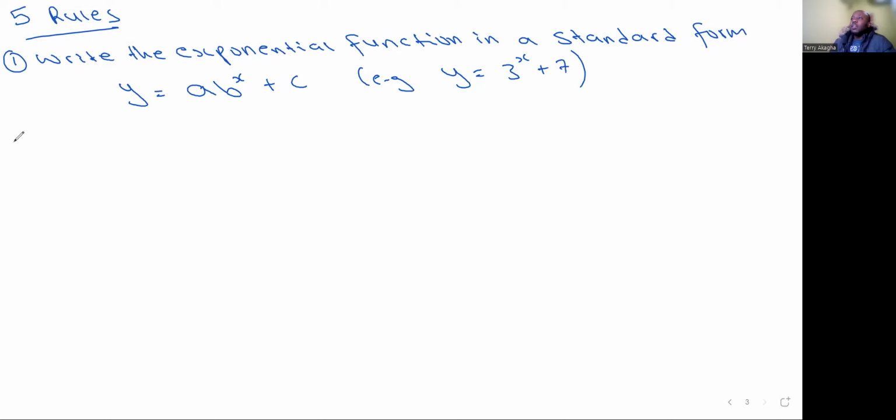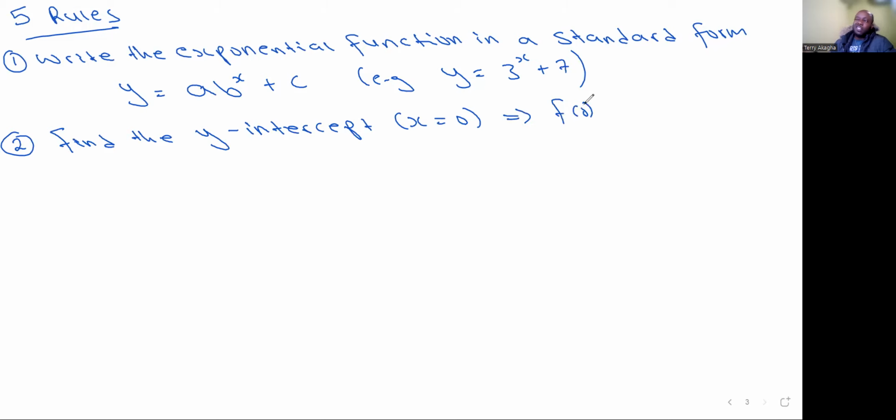Then when you've done that, number 2, the next thing you have to do is find the y-intercept. At the y-intercept, x is equal to 0. In some textbooks, we call it f(0). It's still the same thing. Basically, where you see x, you just replace it with 0.